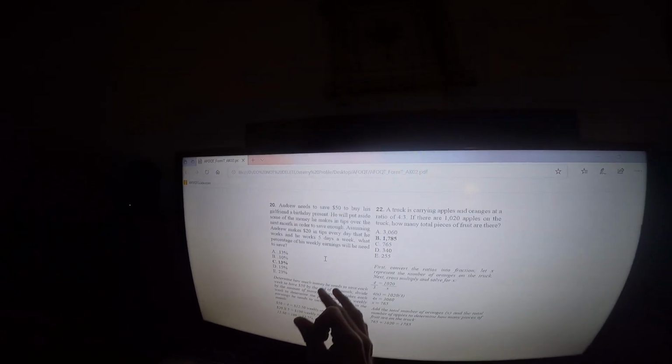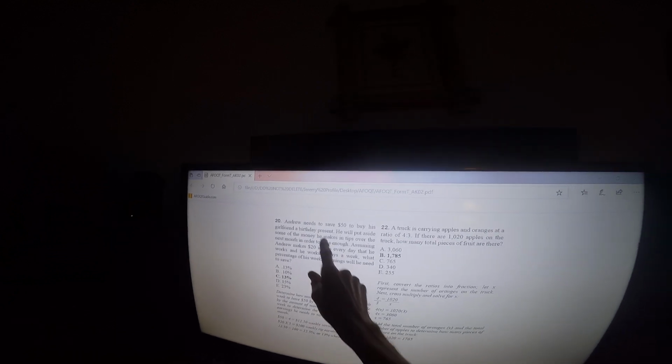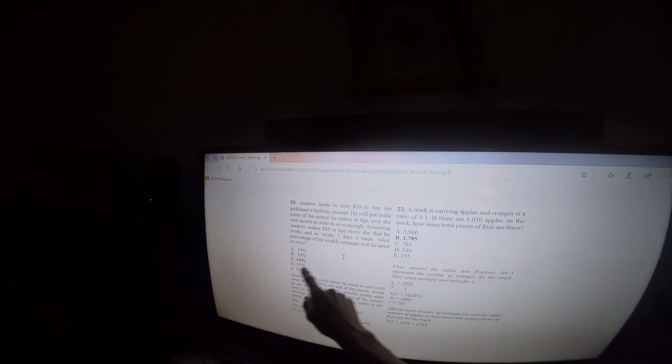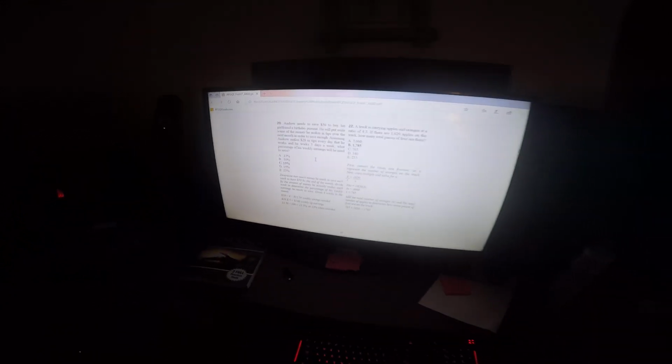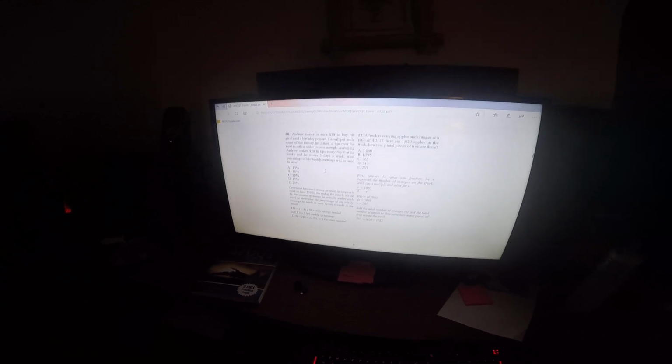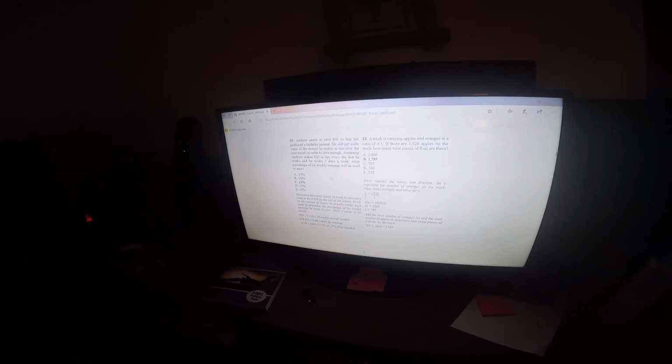Andrew needs to save $50 to buy a birthday gift. He will put aside some of the money he makes in tips over the next month in order to save enough. Assuming Andrew makes $20 in tips every day that he works, and he works 5 days a week, what percentage of his weekly earnings will he need to save? 13%. Determine how much money he needs to save each week to have $50 by the end of the month. Divide by the amount of money he actually makes each week to determine the percentage of his weekly earnings he needs to save, given 4 weeks in a month.